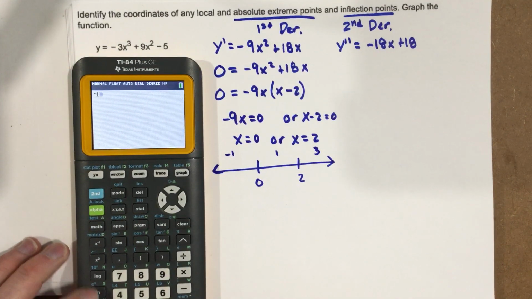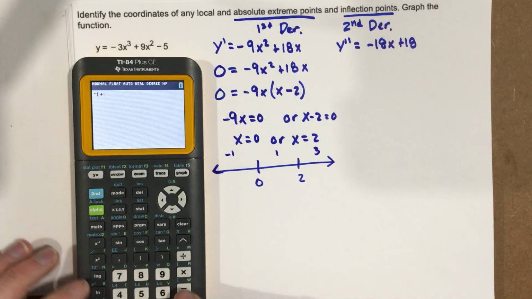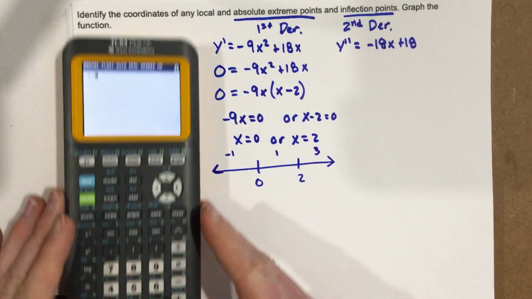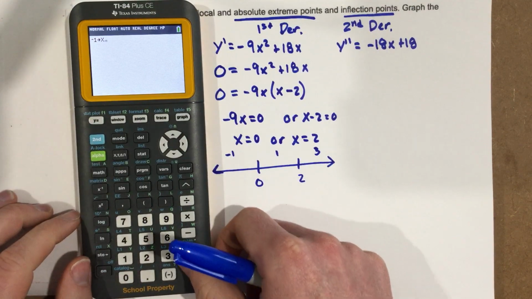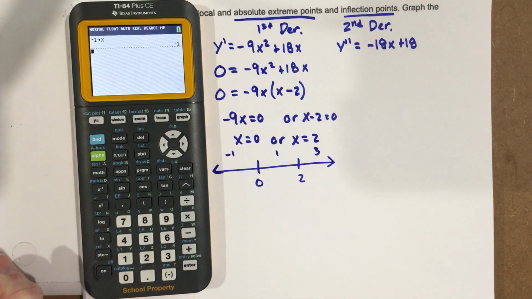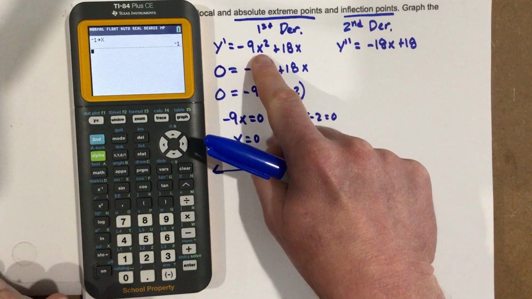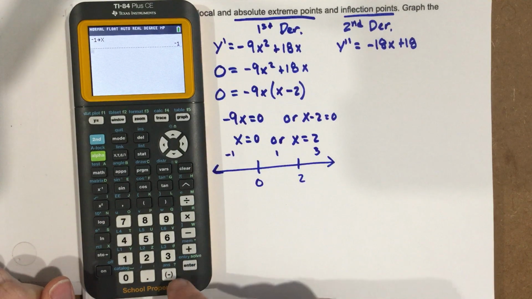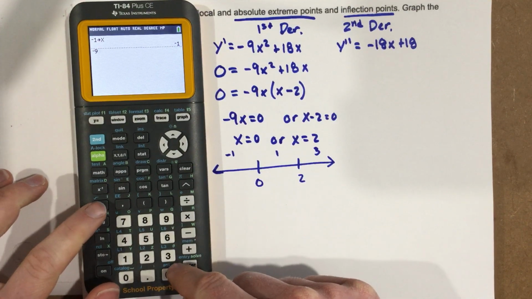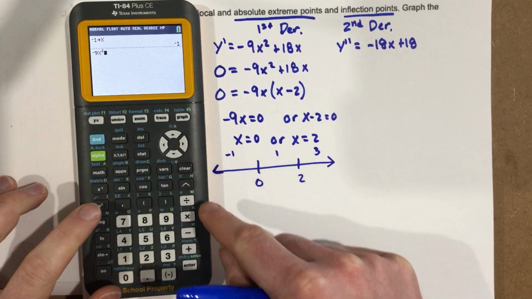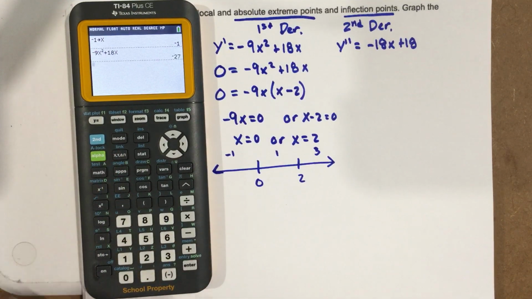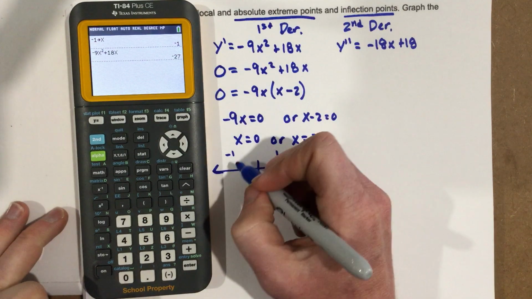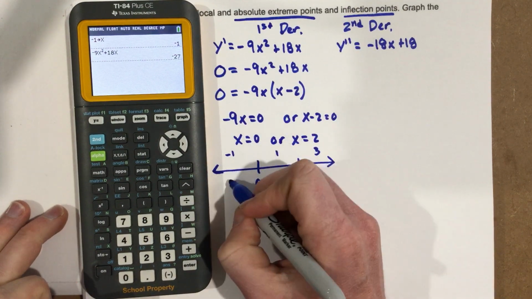Negative 1, we're going to store it as x. Just going to move this up so you can see it. And then I'm going to plug in negative 9x squared plus 18x. Hit enter. It gives me a negative. So I know that the slope here is negative.